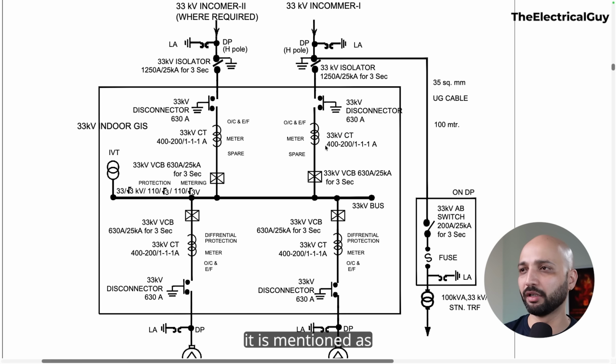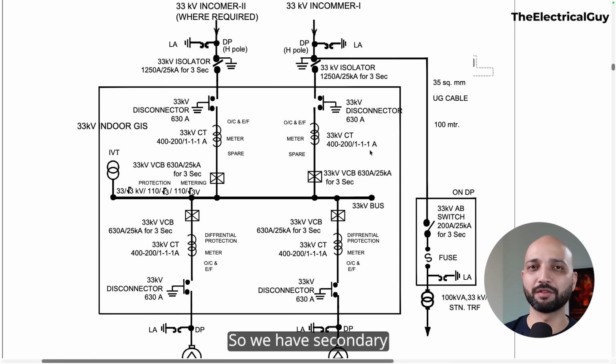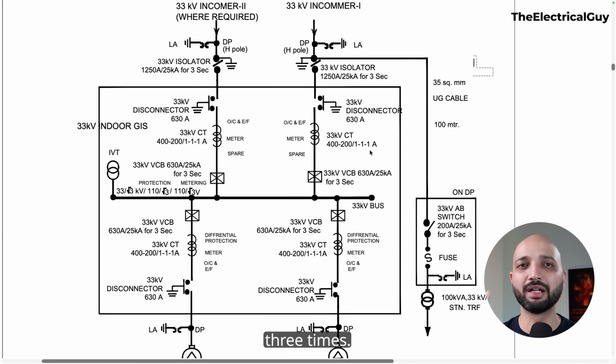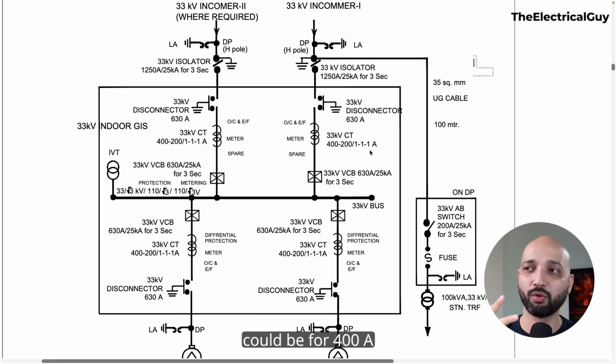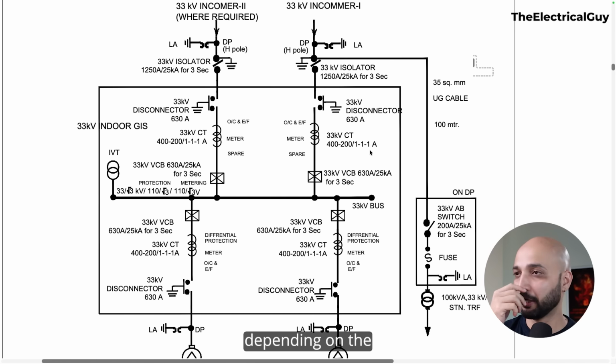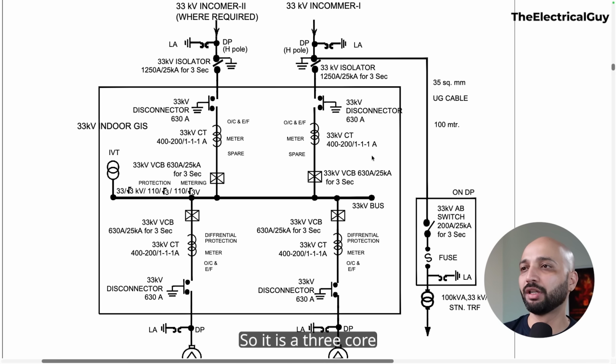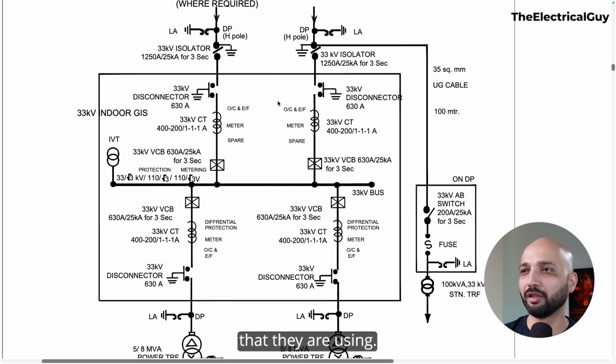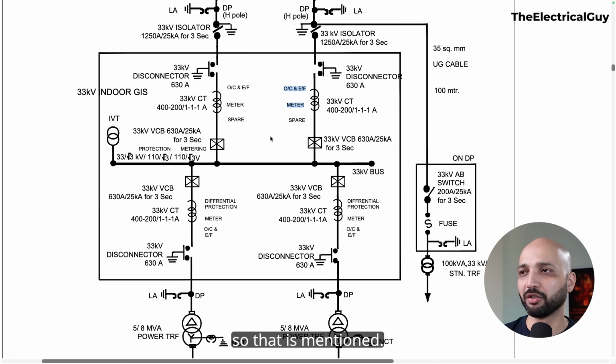And the ratings, you can see it is mentioned as 400 by 200 ampere. And there are 3 cores. How can you know that? Because you see 1 1 1. So we have secondary current mentioned 3 times, and secondary current is 1 ampere. Primary current could be 400 or 200 depending on the tap setting. So it's a 3 core current transformer that they are using, and they have also given the use for that, meter, spares, so that is mentioned.